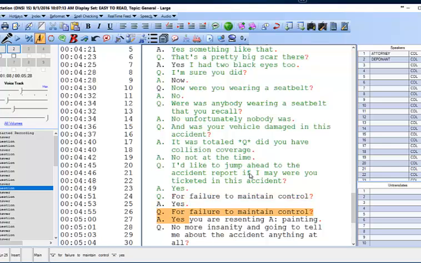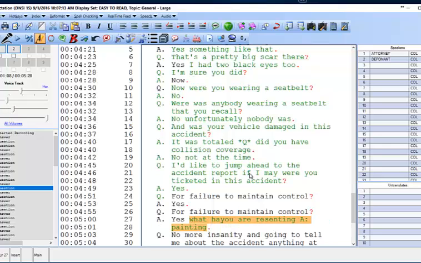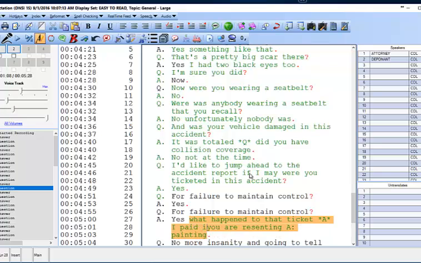Hugo: What happened to that ticket? Echo: I paid it.